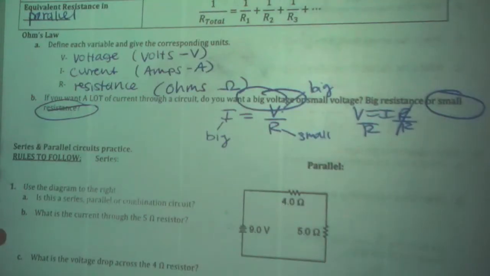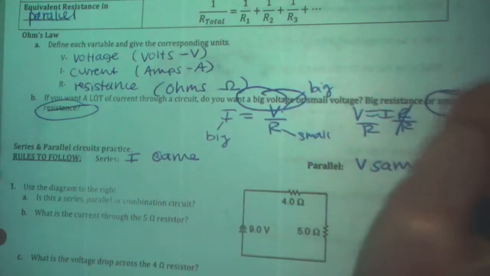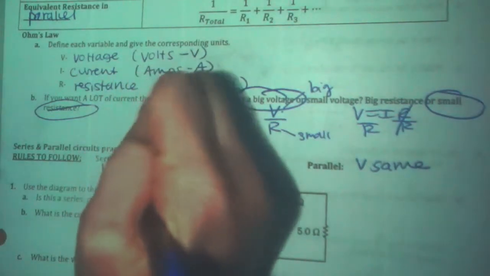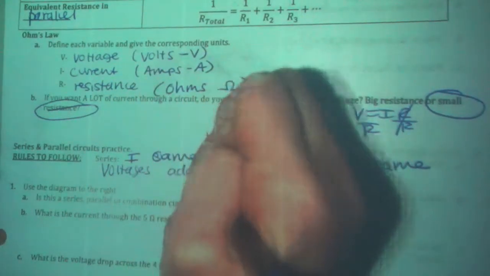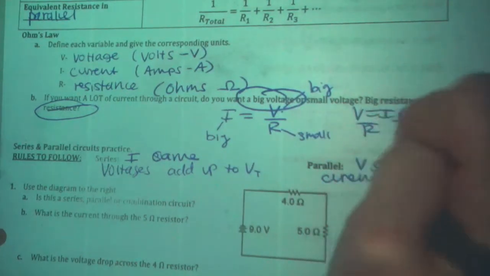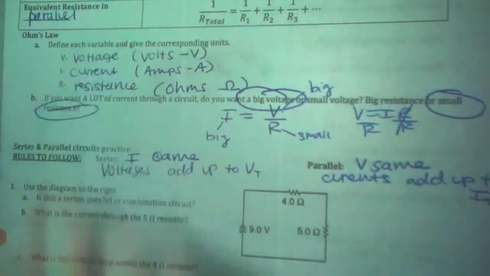Alright, we have two different sets of rules for our two different circuits. So series circuit, the current, or I, is the same everywhere. For parallel, it's your voltage that is the same everywhere. And then for a series, your voltages are going to add up to the total voltage. And for parallel, your currents are going to add up to the total current, like this. And then also the R total, but we've already written that right there, so we don't need to write that down.